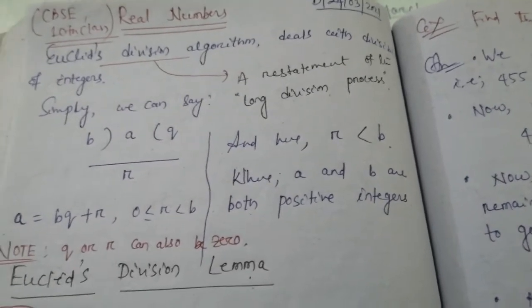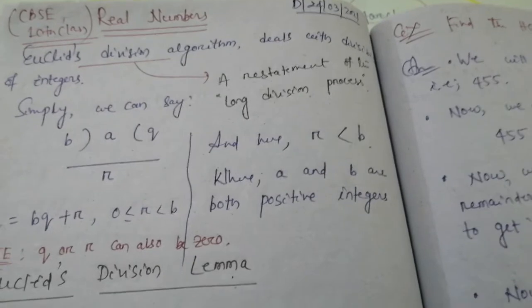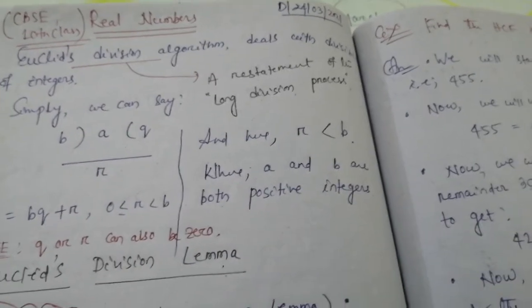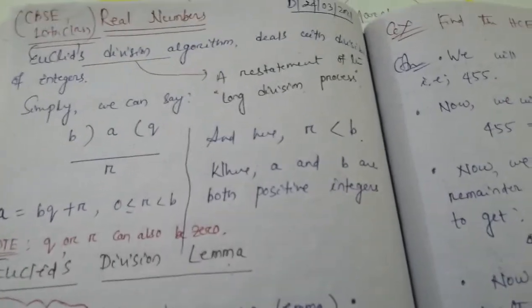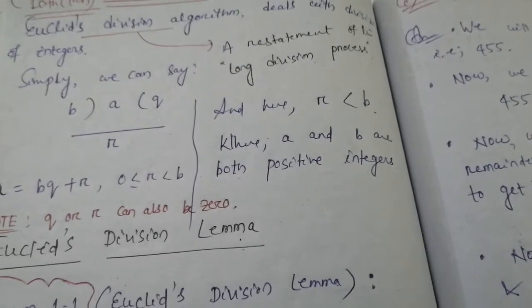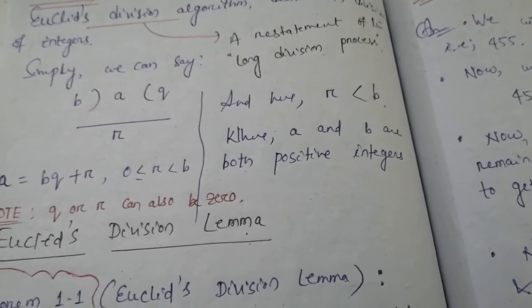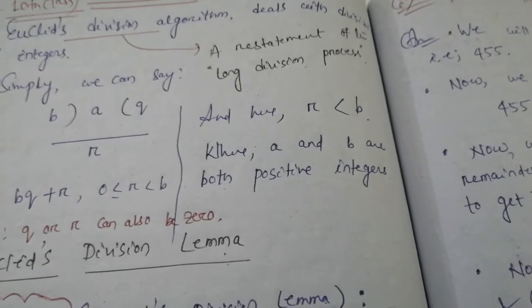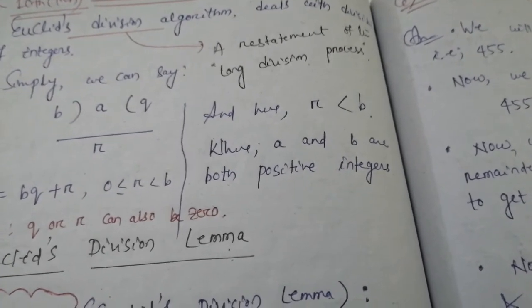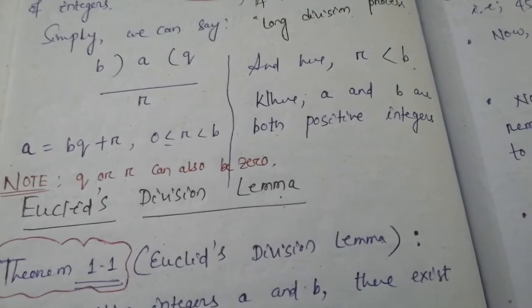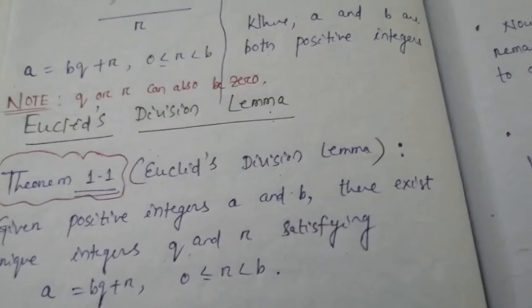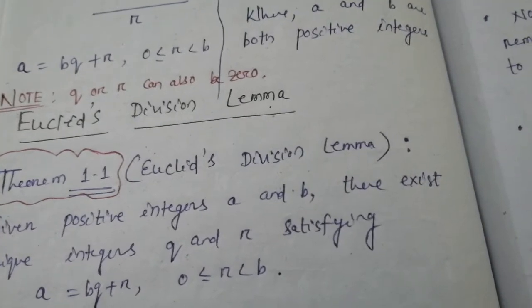We can say Euclid's division algorithm is a restatement of the long division process that we have already studied in class 9th. Simply, when A is divided by B, Q is the quotient and R is the remainder. Here R is less than B, and A and B are both positive integers. So we can write A equal to BQ plus R, where 0 is less than or equal to R is less than B. A thing to note is Q or R can also be 0.